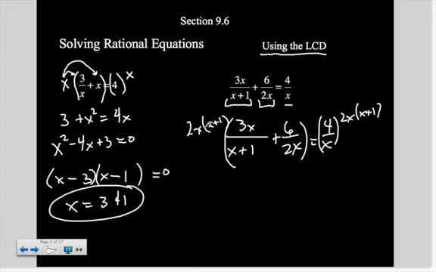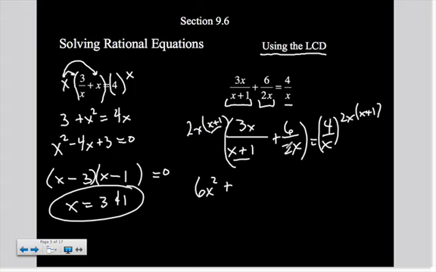Okay, now when I multiply 2x times x plus 1 times this fraction, 3x over x plus 1, the x plus 1s are going to cancel, and I'll end up with 2x times 3x, which is 6x squared. Now remember, I'm multiplying this whole value times each of these fractions because of the distributive property, so this x plus 1 isn't gone, it's simply canceled in this first multiplication.